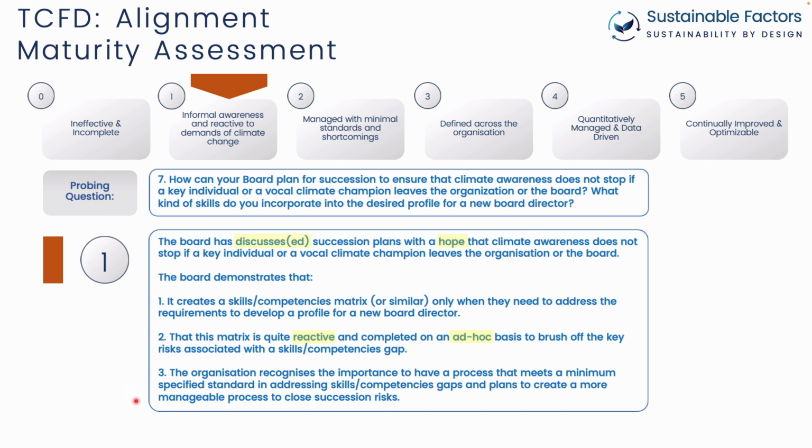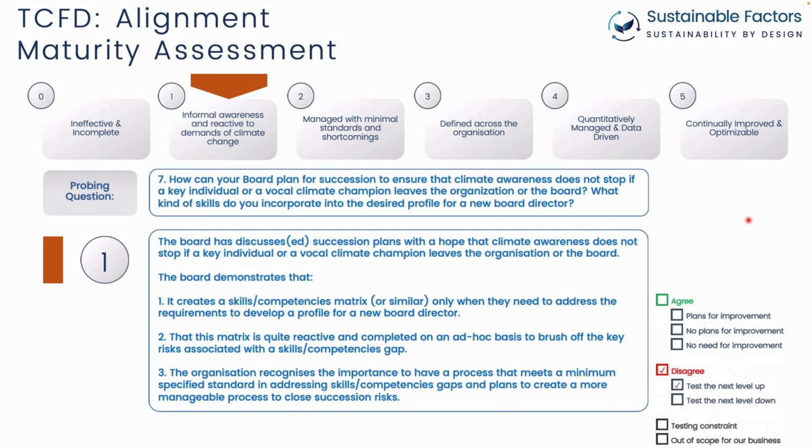But an important thing here is bullet point number 3, where we're saying the organization still recognize the importance to have a process that meets a minimum specified standard, at least, in addressing skills and competencies gaps, and it plans to create a more manageable process to close those succession risks. Now, we could see here that this is a lower level of maturity here, right? As the board are currently quite reactive to the demands of climate-related succession planning with no formal tracking or no repeatable processes which can be planned against.